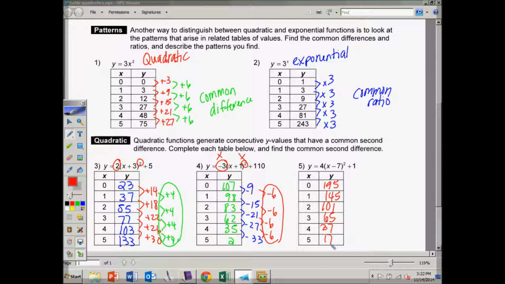All right, let's see if this will help us come up with a rule. 50. Okay, what happened? 44. 36. 28. And 10. All right, so what's my second difference? Minus 6 on the first one, right?